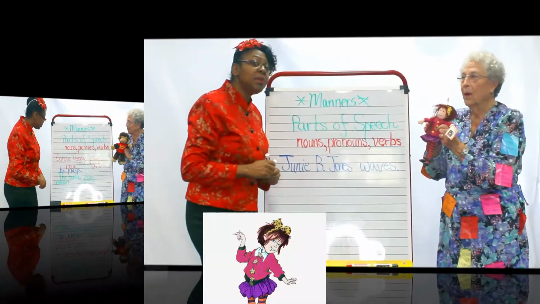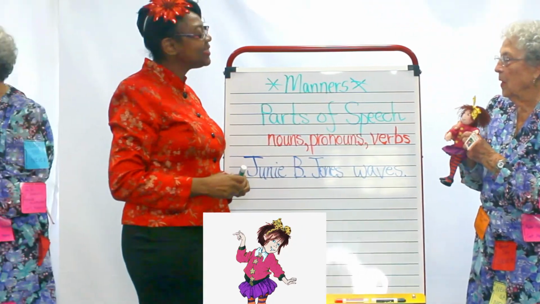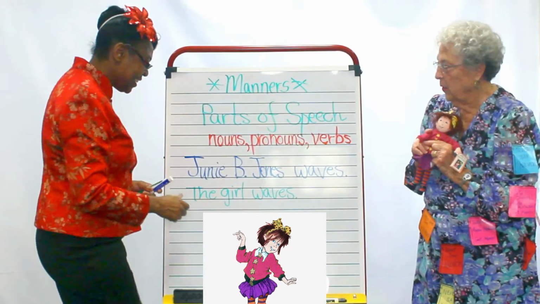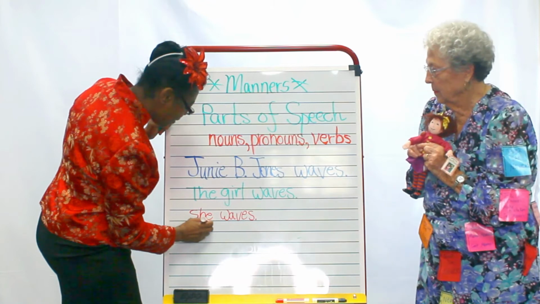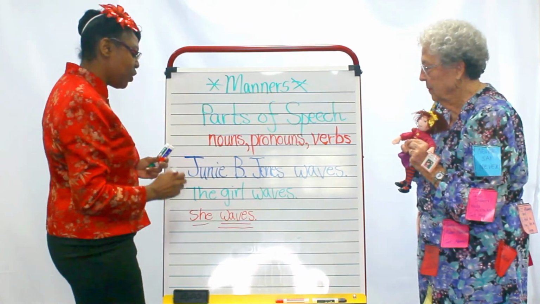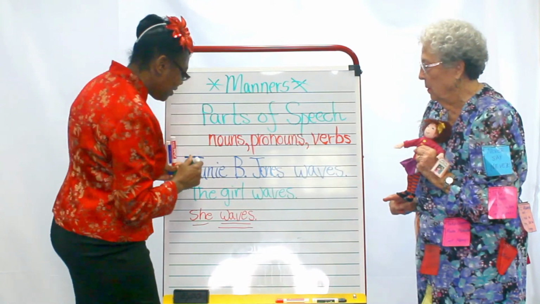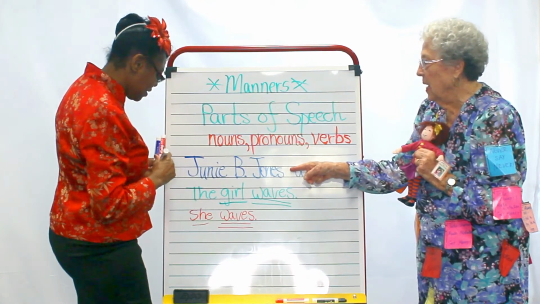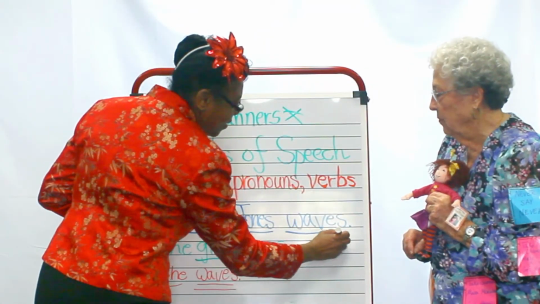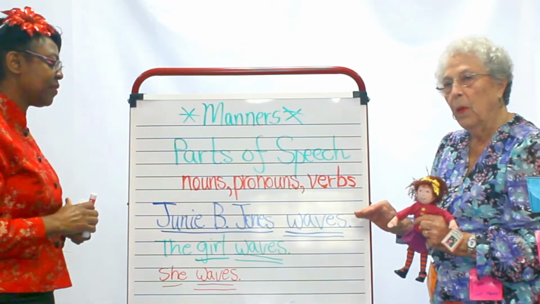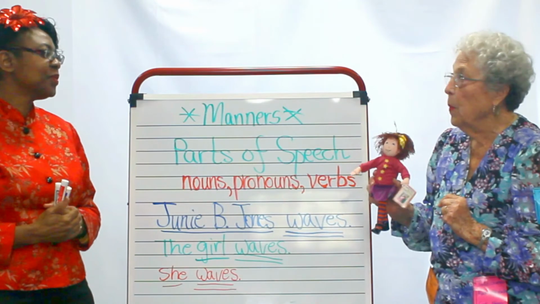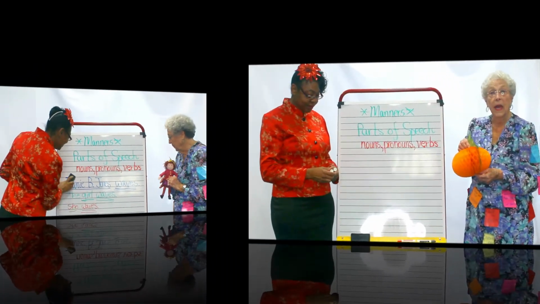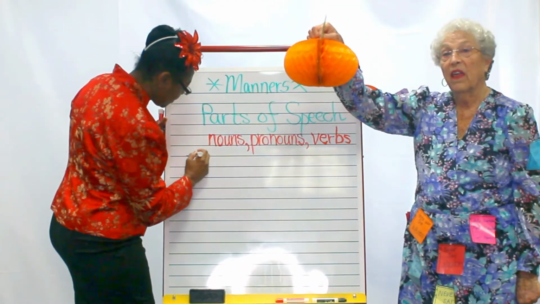I love it. Junie B. Jones waves. Very good. Now, pronoun. She waves. Very good. She is the pronoun. Waves is the verb. That's right. Girl is the noun. Waves is the verb. Junie B. Jones is the noun because that is her name. And waves is the verb. Okay. So that's 3 ways we can say the same thing. Got it. You got it? Yes. All right.